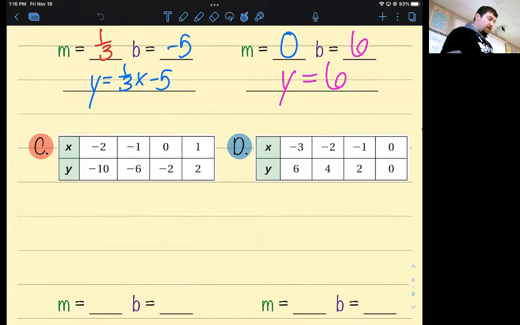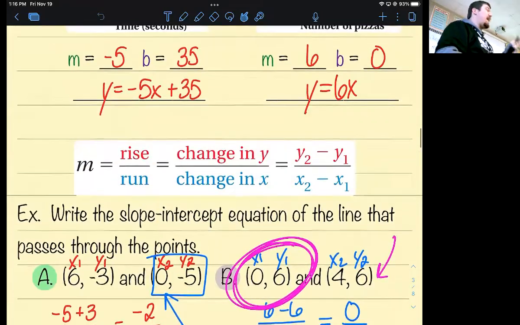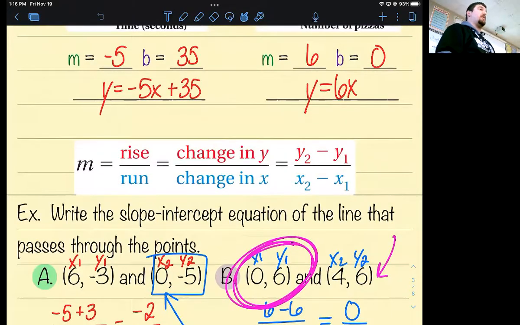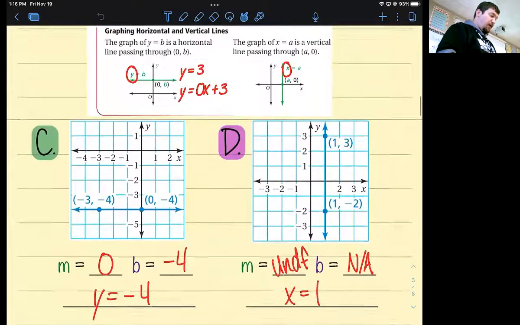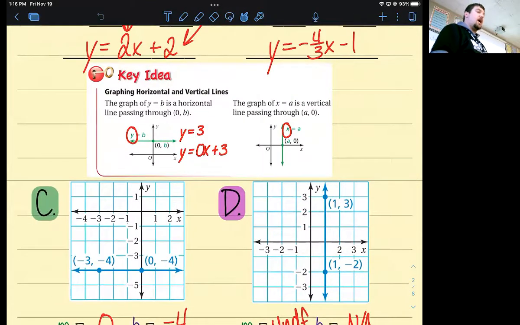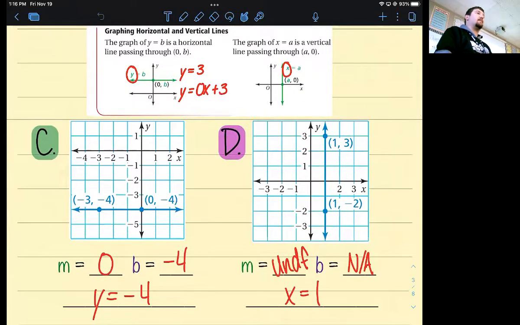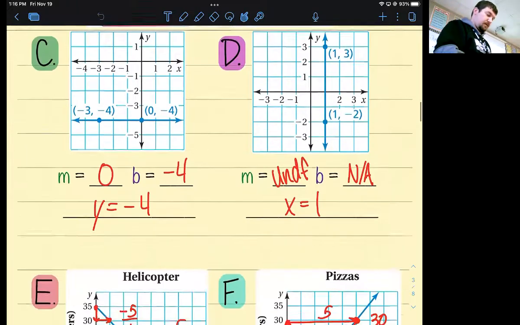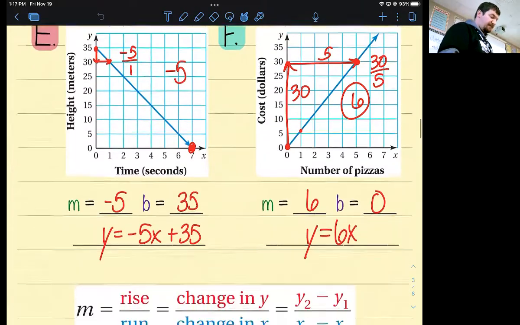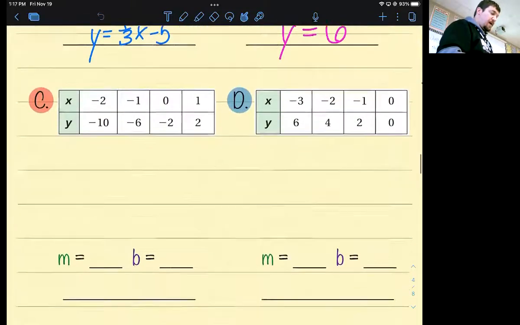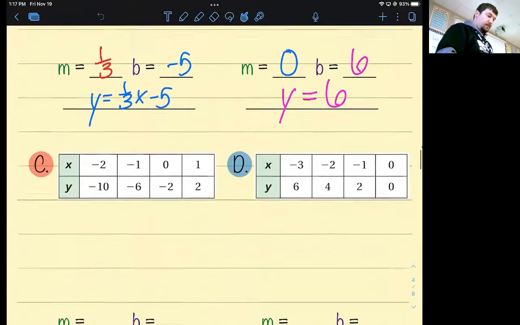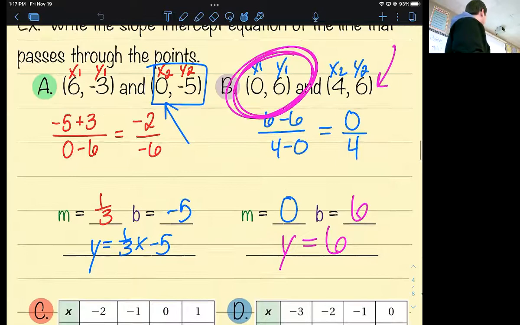All right, finish up here, section 4.6. 4.6 was about writing slope-intercept form equations. So far we've been able to look at graphs, determine the slope of the line, determine the y-intercept of the line, and then write the equation using the m and b values. But it's not only about graphs, it's also about looking at points and doing that, like we did in this example.